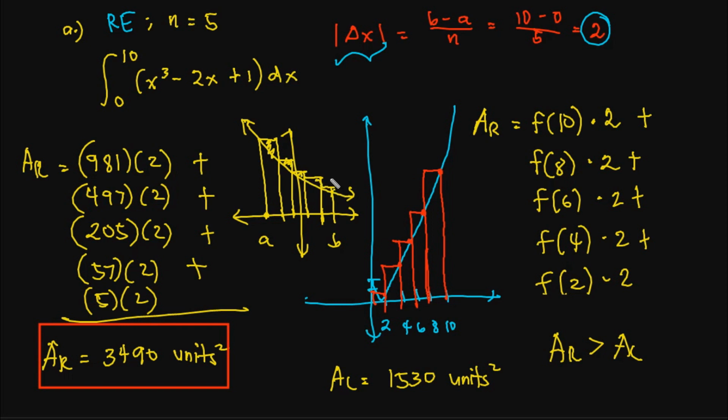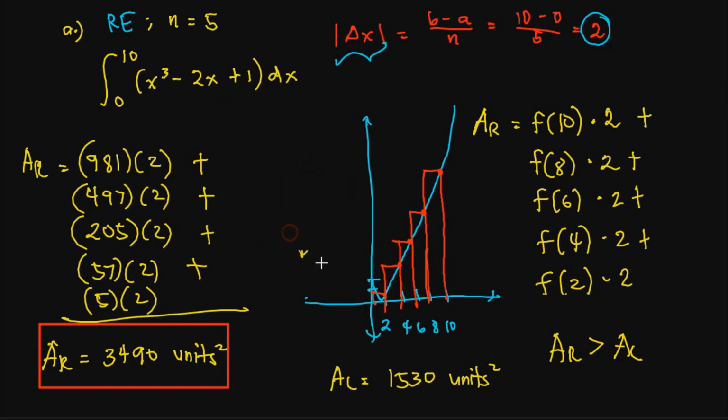So, basically, it still depends on the curve that we are looking at. Once we have a curve that is decreasing, and we are trying to find the area using the left endpoint, then we are expecting to have an overestimate. But if it is increasing, and we're trying to find the area using the left endpoint, then that should be expected to have an underestimate.